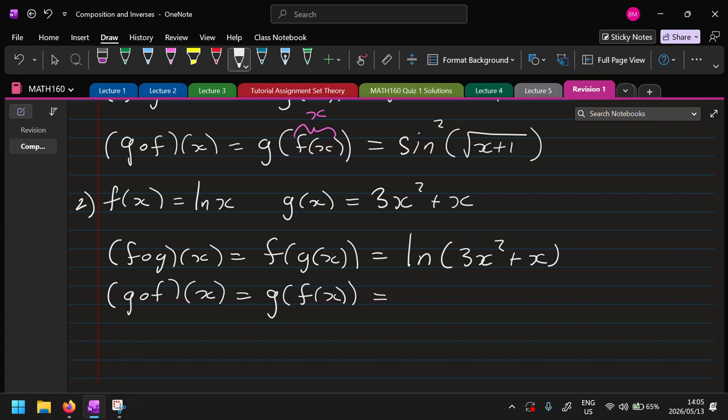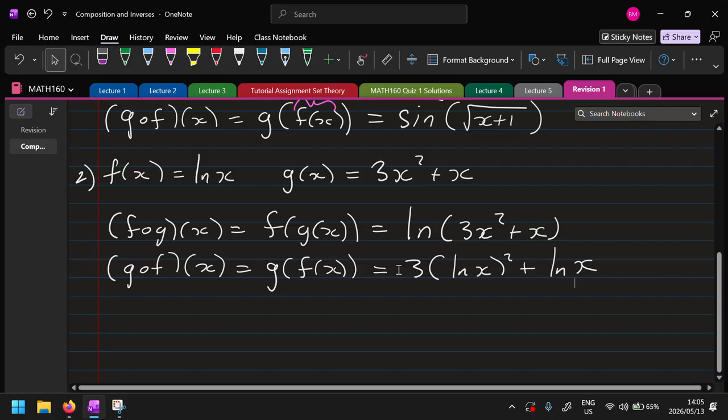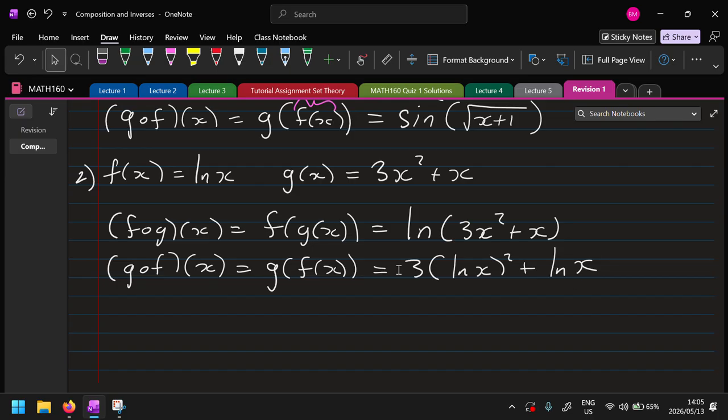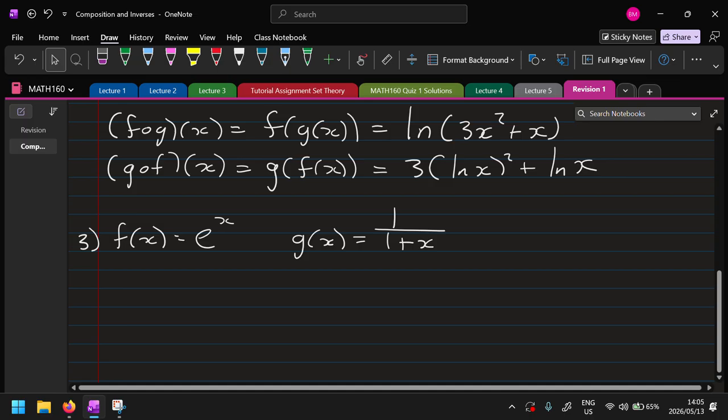So here we've got x. We need to put the natural log. Any questions for this one? No, good. Let's do one more. So g is 1 over 1 plus x. Again, f of g, g of f. Let's see what these are.